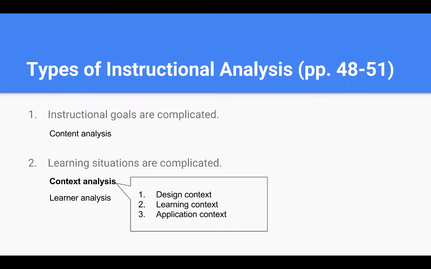I'll start from context analysis because in most cases it should be done first. Three factors need to be considered here: design context, learning context, and application context. Design context is about the constraints and parameters of the instructional design project itself. When getting started with an ID project, instructional designers would first want to know some very basic information about the project. For example, the timeline, the budget, the people who are involved in the project, etc.